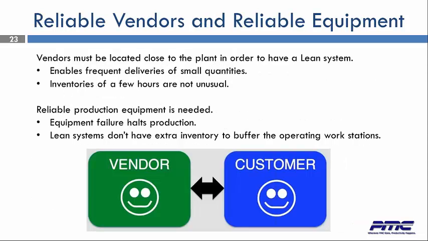The other necessary aspect for conducting a lean system is reliable vendors and reliable equipment. Vendors must be located close to the plant in order to have a lean system, and they enable frequent deliveries of small quantities. Inventories of a few hours are not unusual when you have vendors located close to the plant. Reliable production equipment is needed. Equipment failure halts production, so we need really reliable equipment, especially in a lean system. Lean systems don't have extra inventory to buffer the operating workstations.